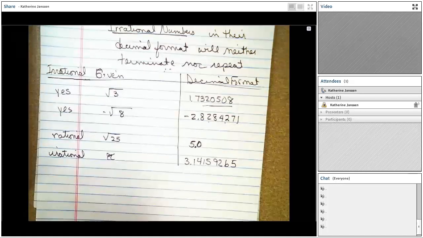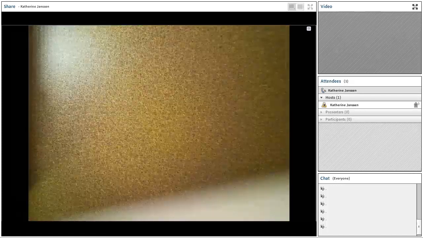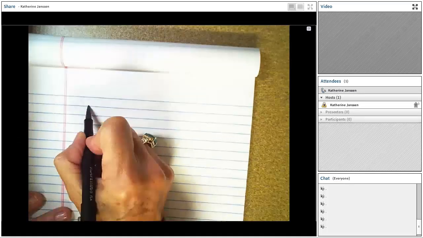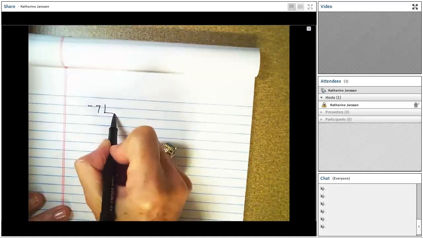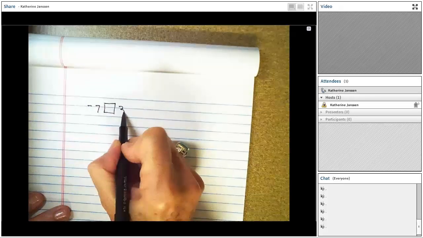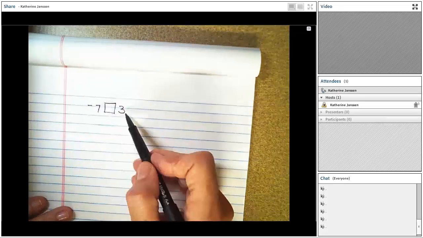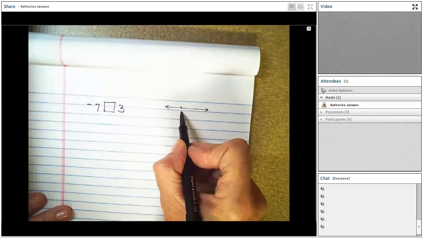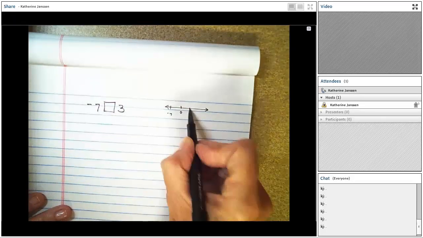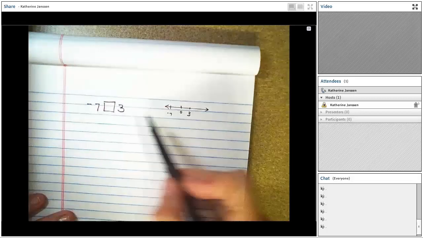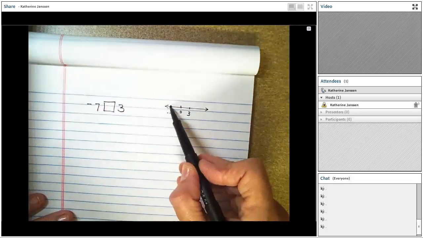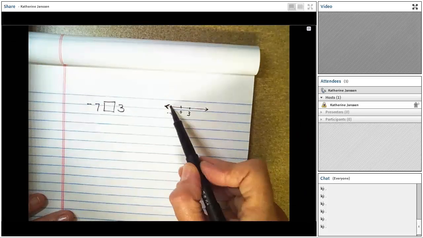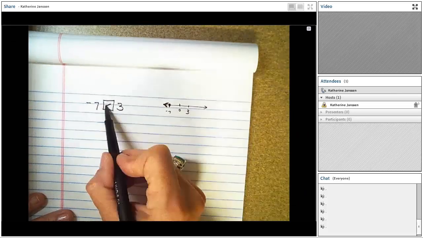Well, then we begin to work with our real numbers, and we want to be able to determine order. So we're checking to see if -7 compares to 3. Is -7 greater than or less than 3? And we can sketch that on our number line. 0, -7, +3. And we see that -7 is to the left of 3, so -7 is less than 3.